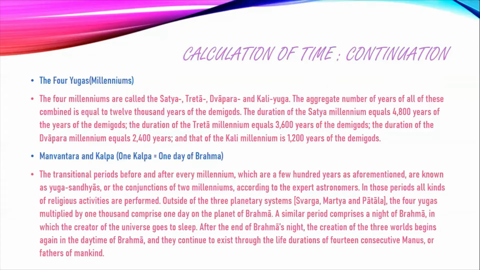Outside of the 3 planetary systems, Swarga, Martya, and Patala, the 4 yugas multiplied by 1,000 comprise 1 day on the planet of Brahma. A similar period comprises a night of Brahma, in which the creator of the universe goes to sleep. After the end of Brahma's night, the creation of the 3 worlds begins again in the daytime of Brahma, and they continue to exist through the life durations of 14 consecutive Manus or fathers of mankind.